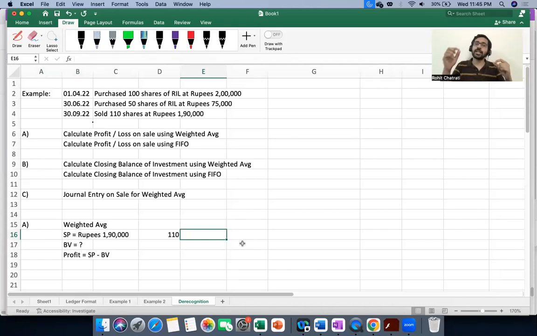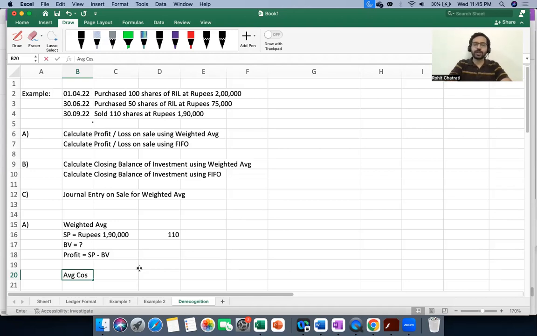I am now going to calculate the weighted average cost per unit. What does that mean? 100 shares at 2 lakh rupees, 50 shares at 75,000 rupees, which means I have purchased 150 shares together at a cost of 2 lakh 75,000. I had two lots with me, and in totality I have purchased 150 shares for 2 lakh 75,000 rupees.